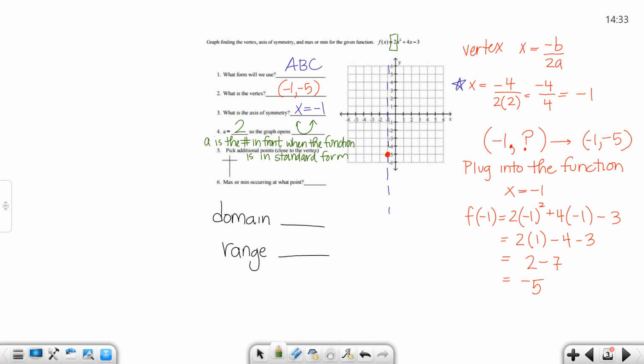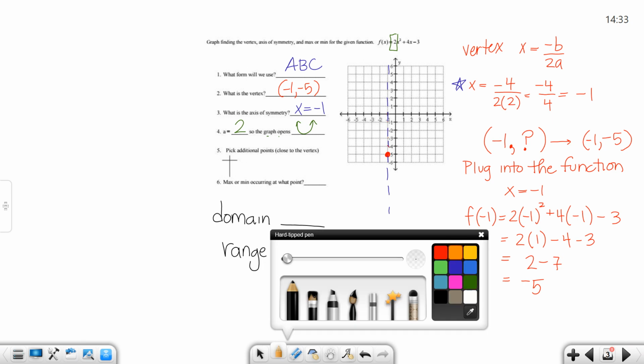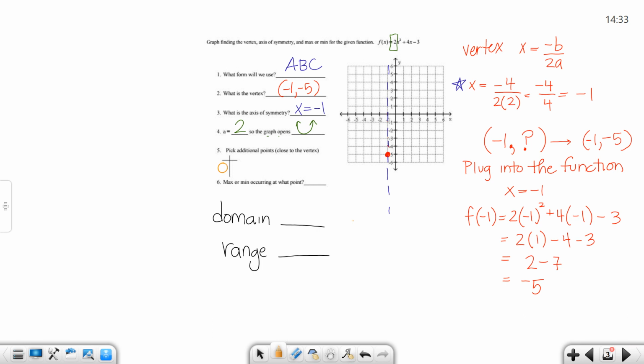At this point though, I don't know if it's a thin parabola or a fat parabola. I don't know which one it is. I don't know the thickness of it. So we're going to go to step 5 and use step 5 to determine the thickness of this parabola. It tells you to pick additional points, and it says pick something close to the vertex. Now, you can pick whatever number you want. I like to pick 0 because it's easy to plug in. Okay, I'm going to pick 0.